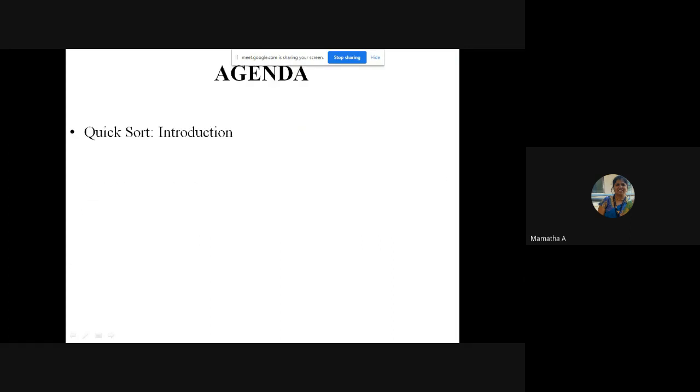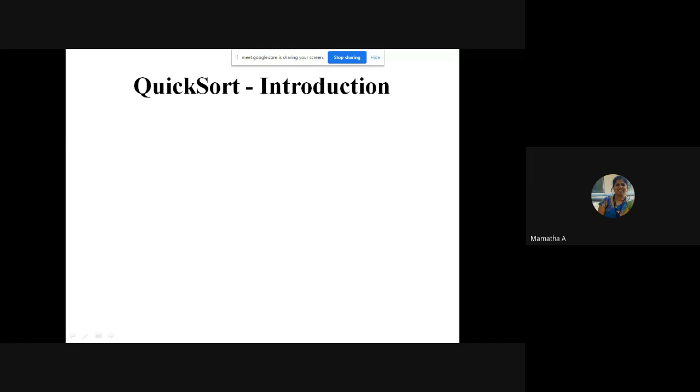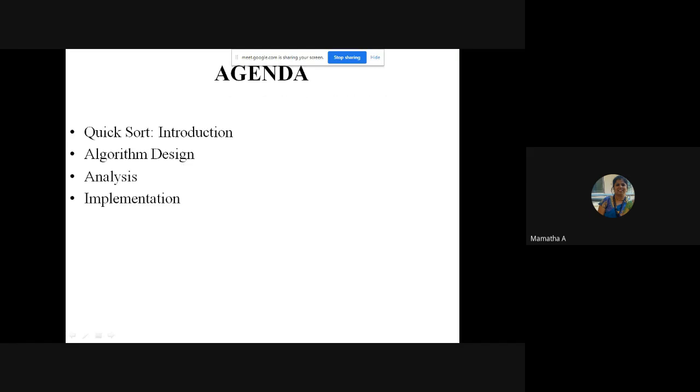So today's agenda, as I told you, is QuickSort, but as I have already dealt with it in your lab class, I will move a bit faster. The algorithm design, the analysis, and the implementation portion we had already dealt with in the lab class. And followed by that, you have an assignment, if at all I cover the example portion here, because we started late.